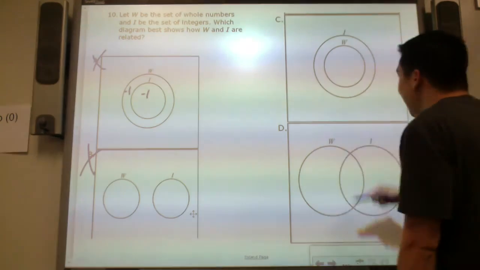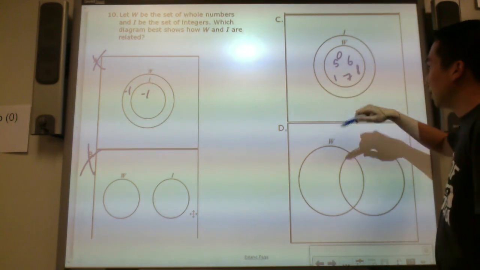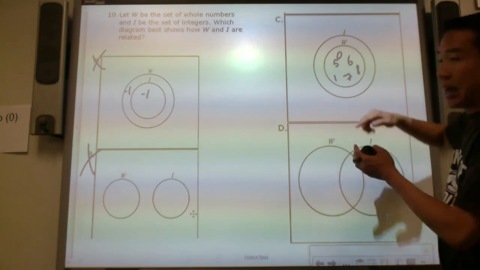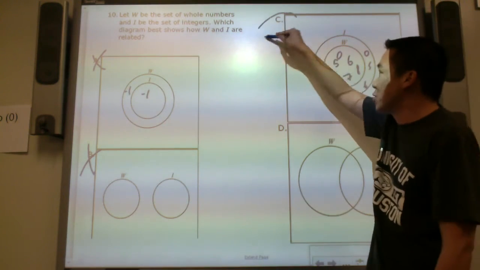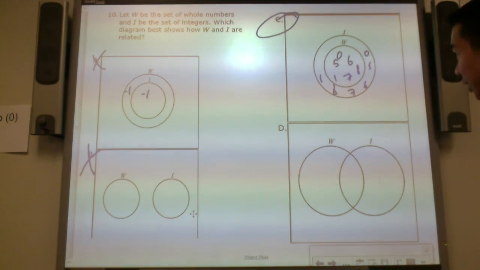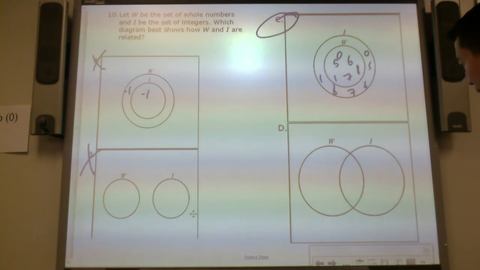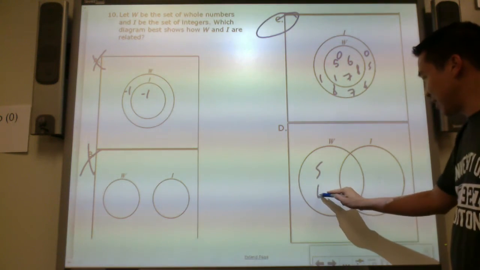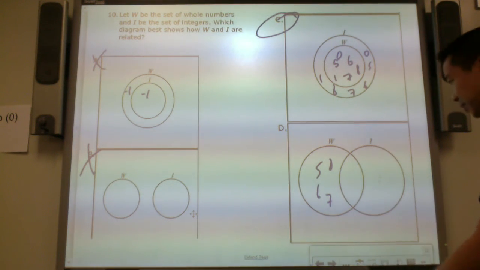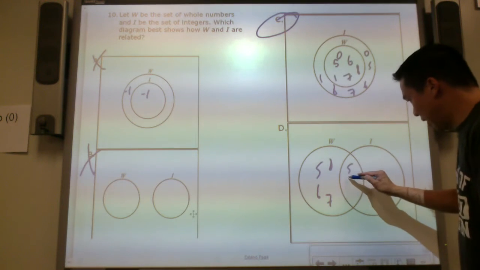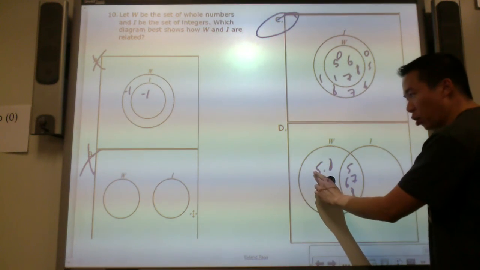Let's look at C. If I have a whole number like 5, 6, 7, or 8, or 0, or 1, can it also go in the circle of the integers? 0, 5, 6, 7, 8, and 1? It can. That's why C is the answer. And D doesn't make sense because you have whole numbers like 5, 6, 7, 8, and all whole numbers are integers. Not just part of the whole numbers, all of them.